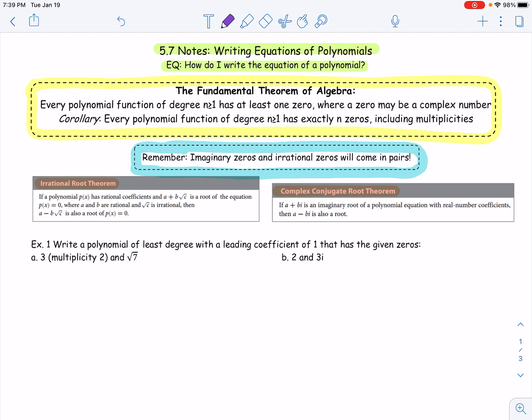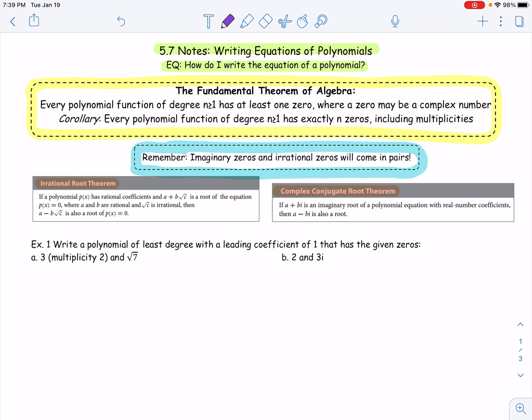So also want to remind you, remember, imaginary zeros and irrational zeros always come in pairs. Think about that. How do you get an imaginary number? Well, you get an imaginary number by taking the square root of a negative. Anytime we are solving and we take the square root of something, we have to include the positive and the negative. That's also where the irrational zeros come into play.